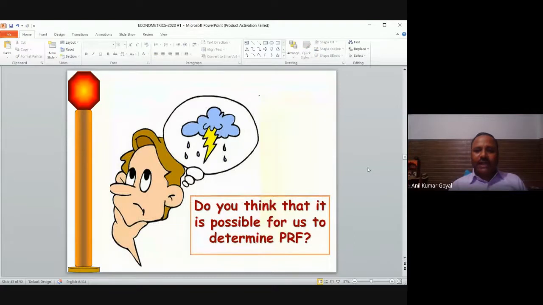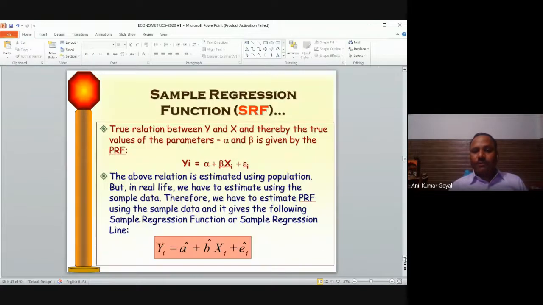So do you think that it is possible for us to determine the population regression function? Some may say yes, some may say no. It is possible, but not so easy. That's why we work on sample data. The true relation between y and x, and thereby the true values of parameters alpha and beta, is given by the population regression function. The above relation is estimated using population, but in real life, we have to estimate using the sample data.